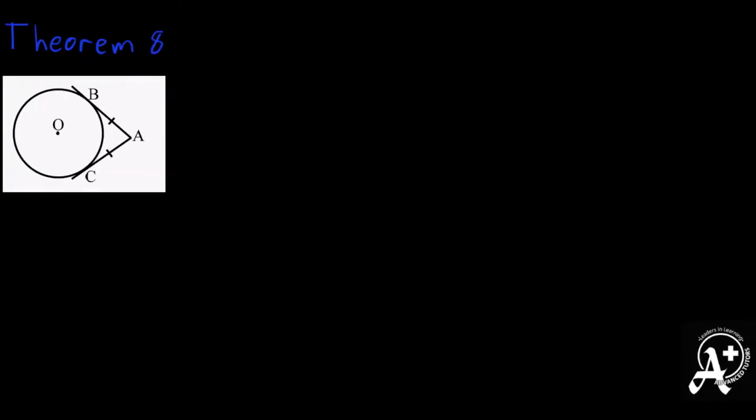Theorem 8 states that if two tangents are drawn from the same point outside a circle, then they are equal in length. Basically we can see that we've got a tangent AB and a tangent AC, and they were both drawn from the same point, thus we can say they are equal in length.